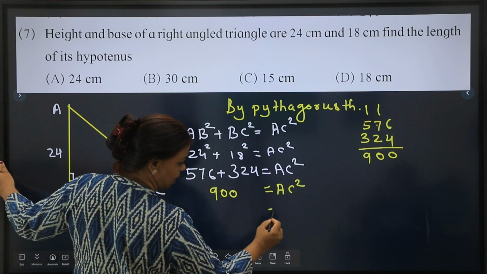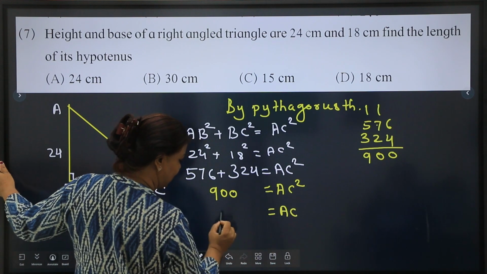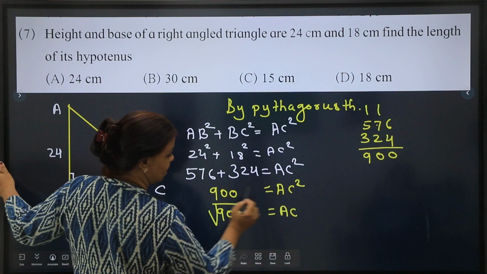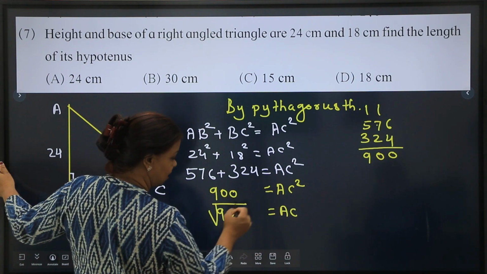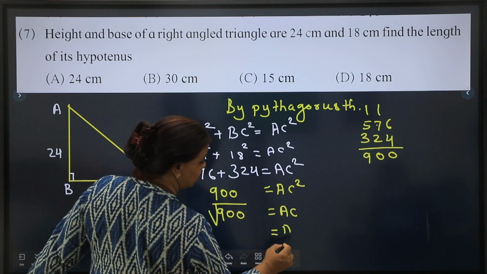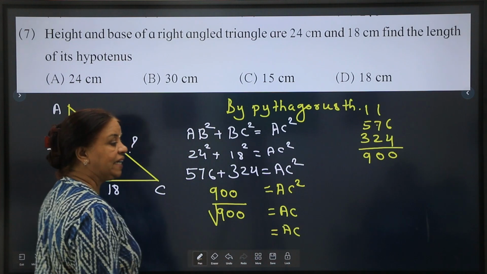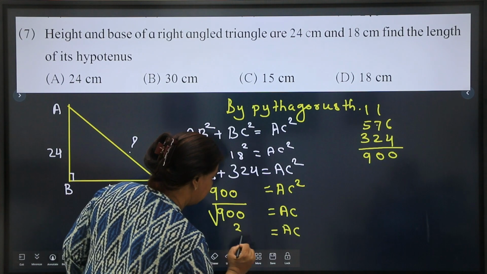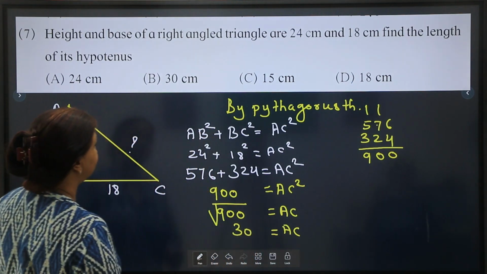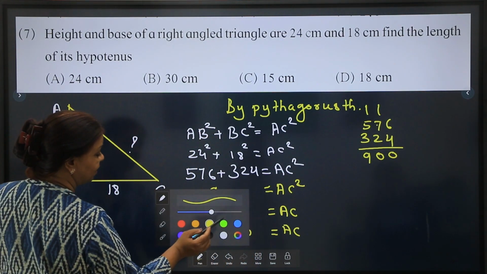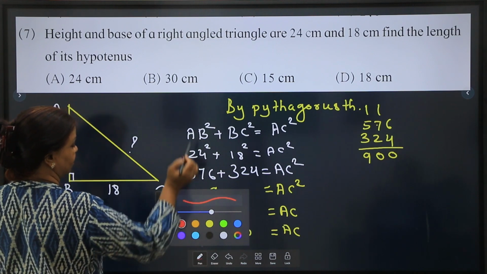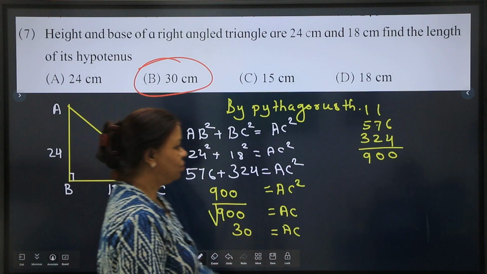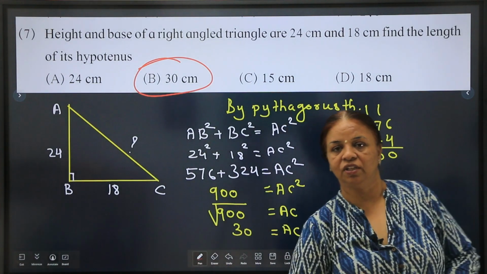So we will remove the square and we will place the square root on the other side. When the square is there, there is no square root, but when the square is not there, then the square root. And AC will be equal to 30. The square root of 900 is 30. So we get AC as 30 centimeter. So option B will be the correct option. You can pause the video, children, and you can solve the sum.